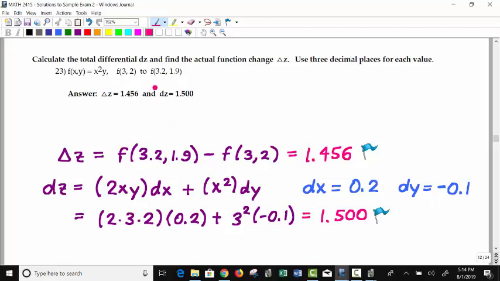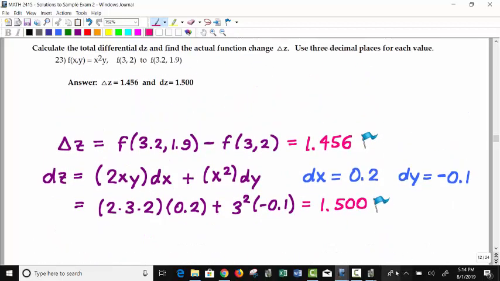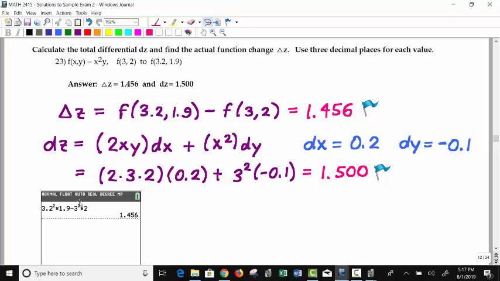So the actual change is we just take f of the second point minus f of the first point. Down here in this calculator box, you can see all I did is plug it right in: 3.2 squared times 1.9 minus 3 squared times 2. I got 1.456.